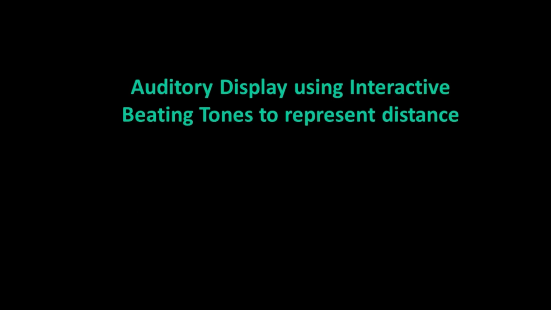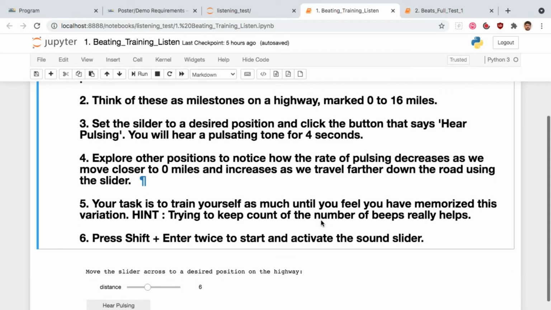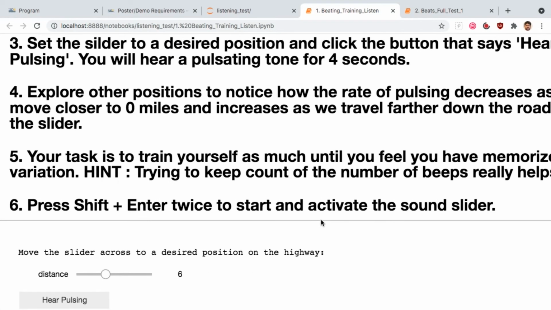Combining two oscillators using FM synthesis, we designed a software interface with an interactive slider corresponding to milestones on a highway. The base frequency of the first tone was 900 Hz, and the second tone increasing in steps of 0.5 Hz across 16 positions on the slider. Listeners were asked to train themselves to correlate the rate of pulsing to their distance on the highway from the origin.